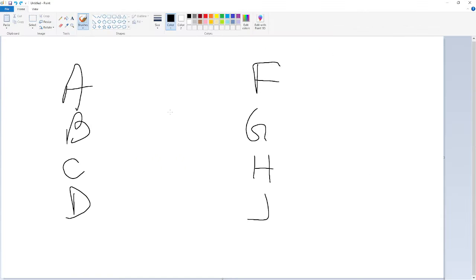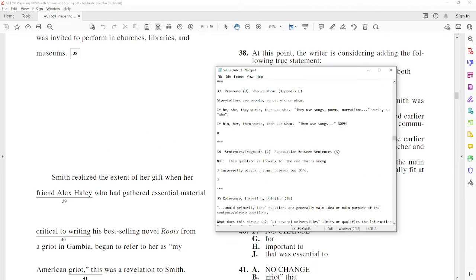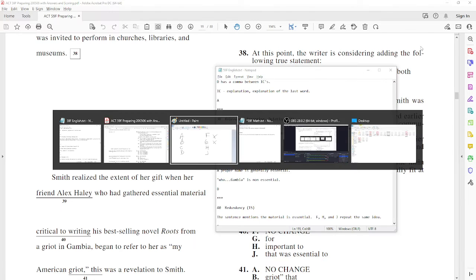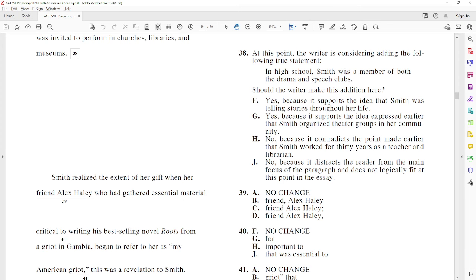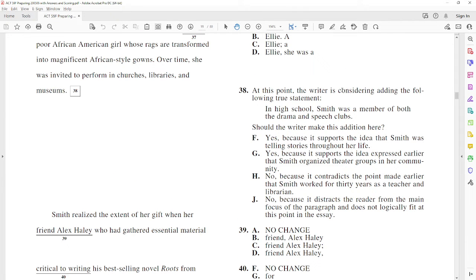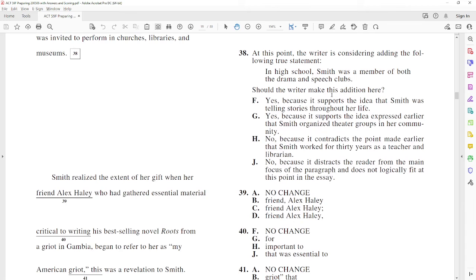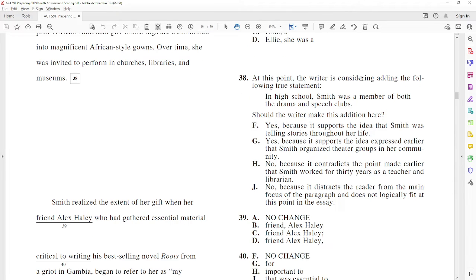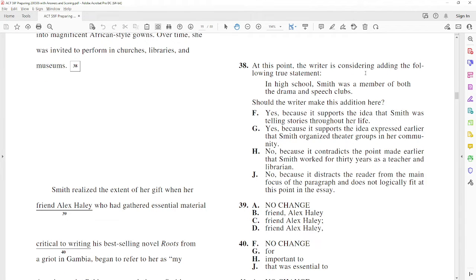So I would say it's one of the no's. F and G are out. And by the way, this type of question is relevance, inserting, deleting, chapter 18. All right, we know we crossed out F and G, so we know it's one of the no's. I would say no because it doesn't fit with what's being talked about at this portion of the essay. No, because it contradicts the point made earlier that Smith worked for 30 years as a teacher and librarian. Well, no, it doesn't. This would have been before she became a teacher and librarian. She could have been a member of the drama and speech clubs. I know it's drama. So H is out. It wouldn't contradict it. It's got to be J.